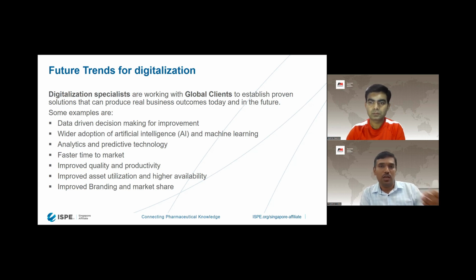In Bio-Pharma, we have a golden batch, and we try to achieve that whenever a batch goes out. So there is always a corrective action taken by the control system to drive the batch closer to that golden batch. Wider adoption of AI and machine learning is a future trend that is going on, and currently we are also using it.